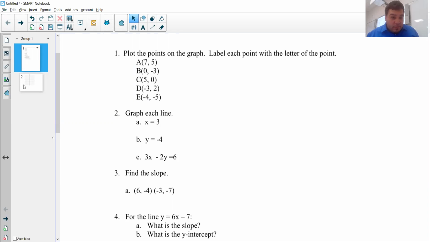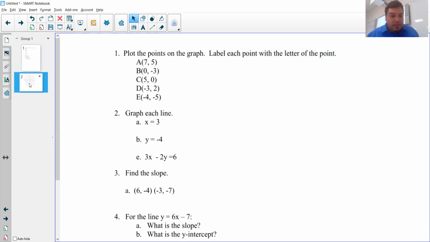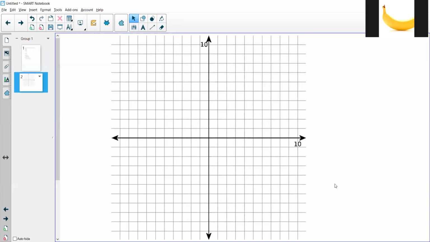Okay, so we're gonna graph all these points, A, B, C, D, E, and label each point with the letter. So I'm gonna put the letter next to the point. So I got my 10 by 10 right here, okay? This is how your 10 by 10 is gonna look, by the way. No markings on X or Y or positive or negatives, no tick marks here. So just keep that in mind. So you gotta be able to count. If you wanna put in the numbers, that's fine, but I don't recommend it. There's no need to do that. You could just count, okay?